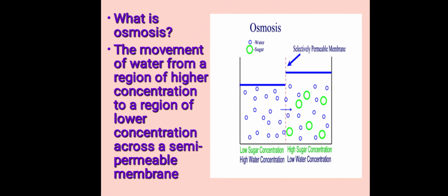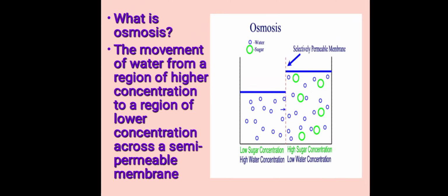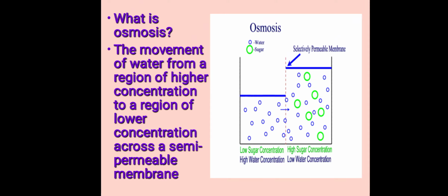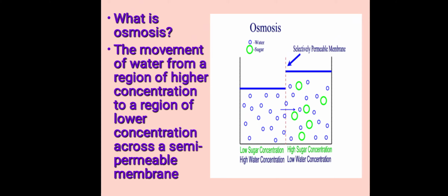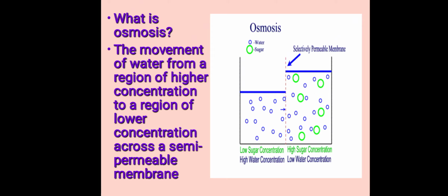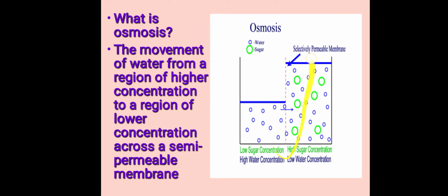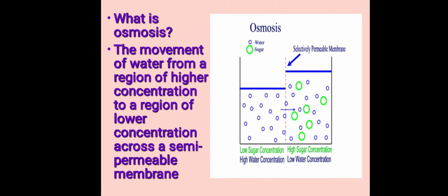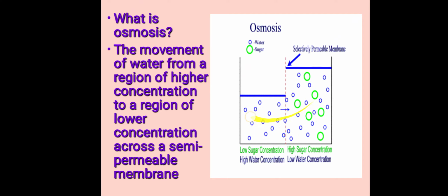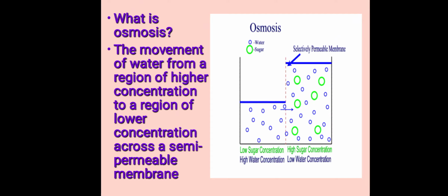What is osmosis? The movement of water from a region of higher concentration to a region of lower concentration across a semi-permeable membrane. So the green you can see is the sugar, the blue one is the water, and we have a selectively permeable membrane. So the movement of water from a region of higher to the region of low concentration through a semi-permeable membrane is known as osmosis.